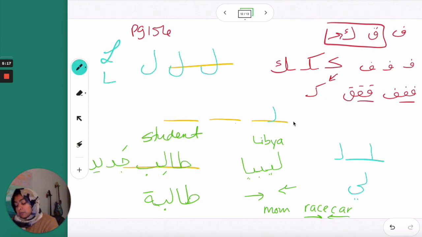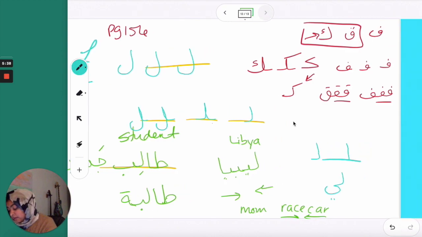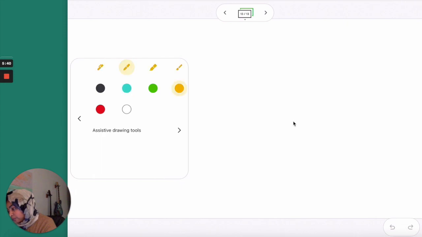Lam in medial position looks like this. It's that straight line, but now it's connected on both sides. Okay? So it's connected on both sides. And in final position, it's going to take its full form, as most letters do. Okay, so let's look at lam in medial position.